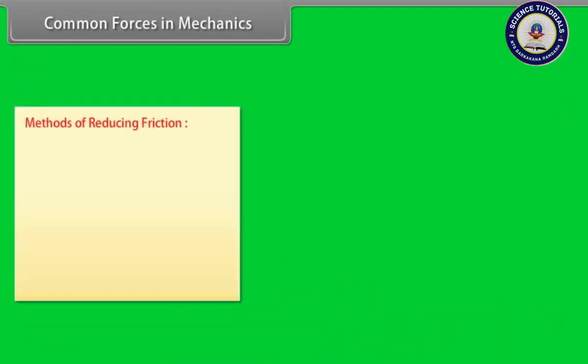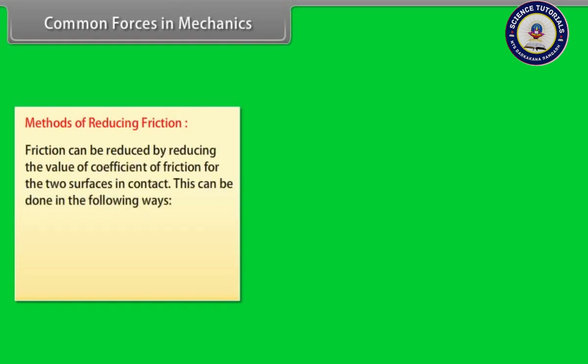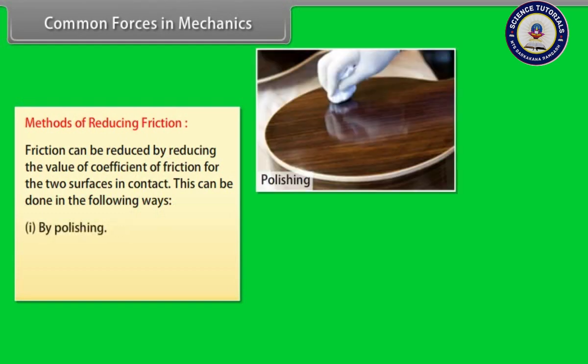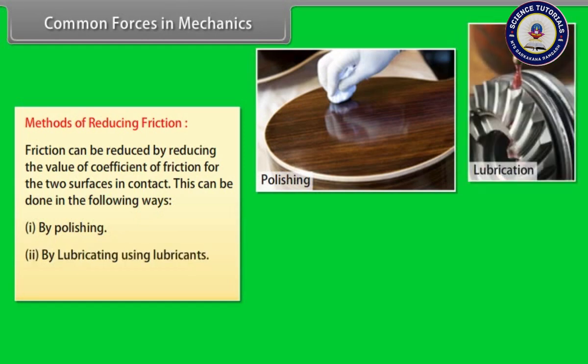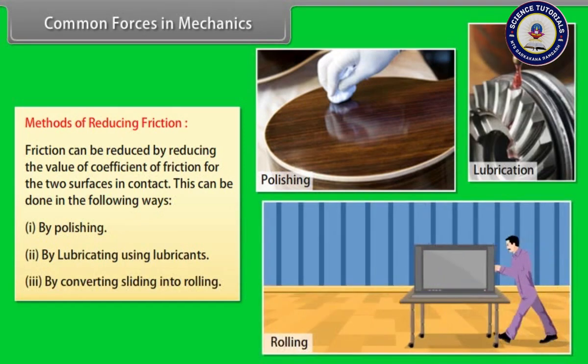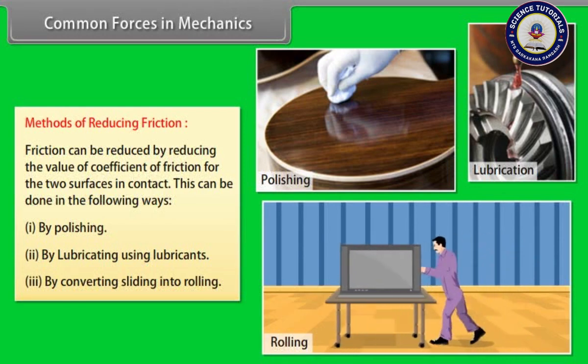Methods of reducing friction. Friction can be reduced by reducing the value of coefficient of friction for the 2 surfaces in contact. This can be done in the following ways. Number 1, by polishing. Number 2, by lubricating using lubricants. Number 3, by converting sliding into rolling.